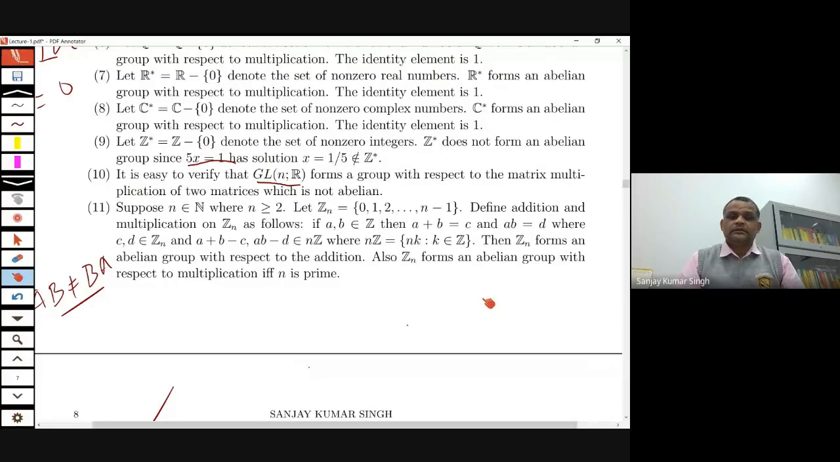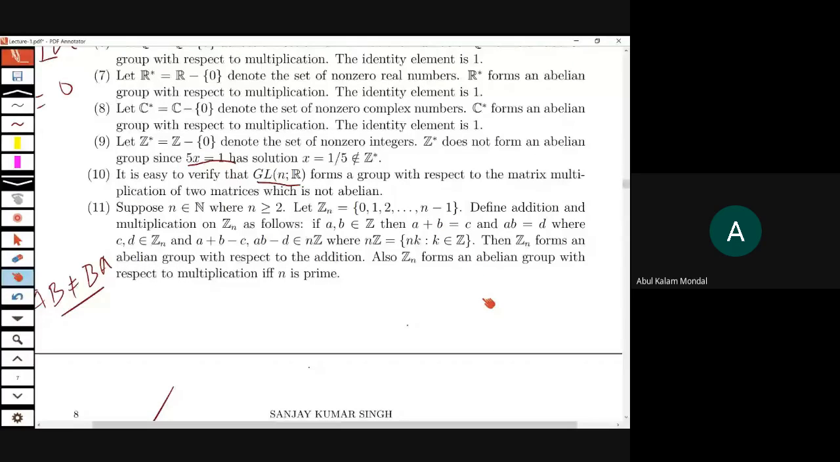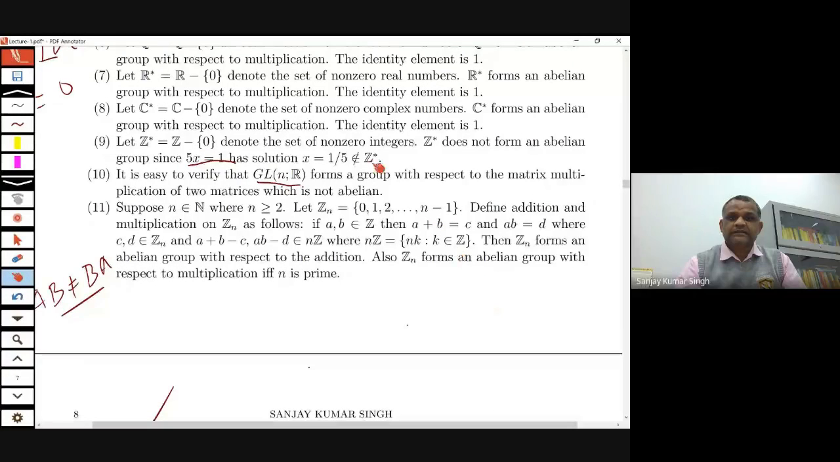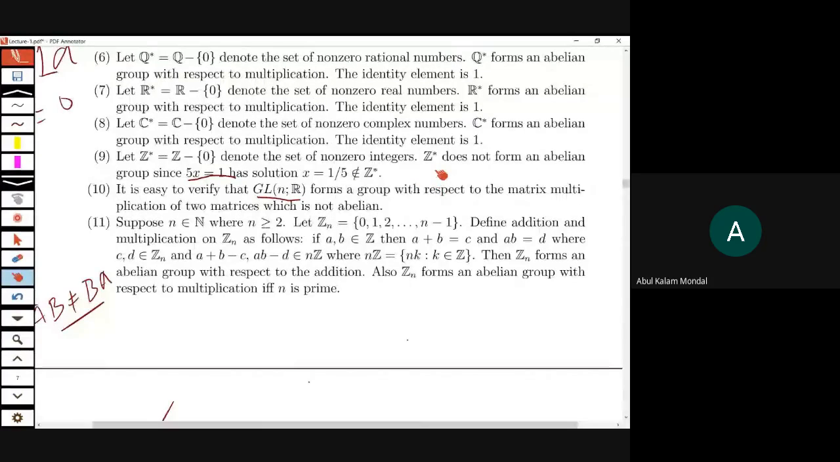Example number 9. 5x equal to 1 has a solution x equal to 1 by 5. Can I write x equal to 1 by 5?